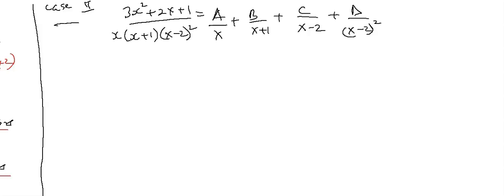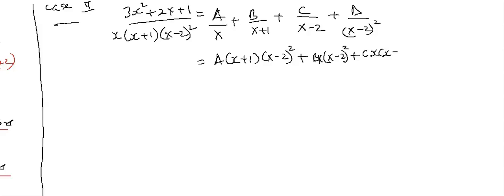And the right hand side can be simplified, and we have it as a(x + 1)(x - 2) squared plus bx(x - 2) squared plus cx(x + 1)(x - 2), and finally dx(x + 1). And we can show that it is congruent to 3x squared + 2x + 1.